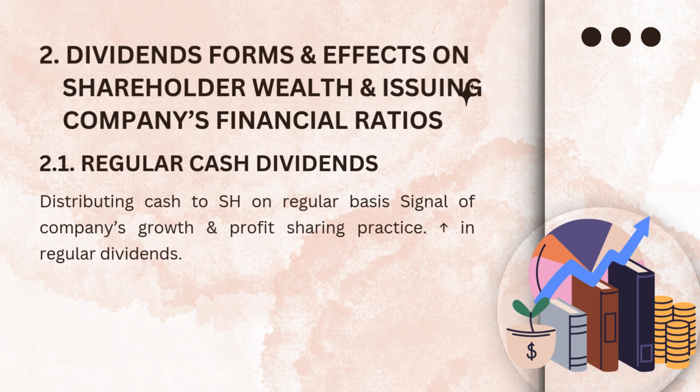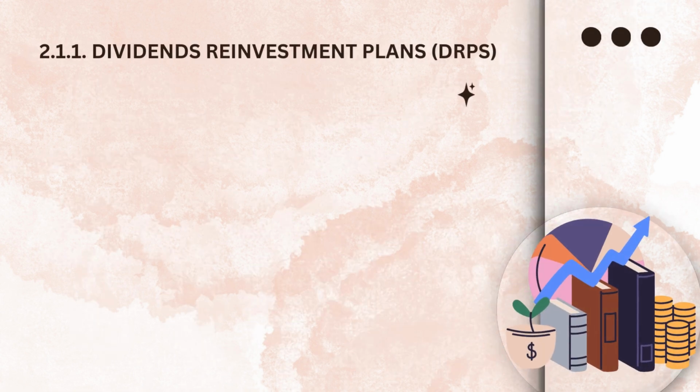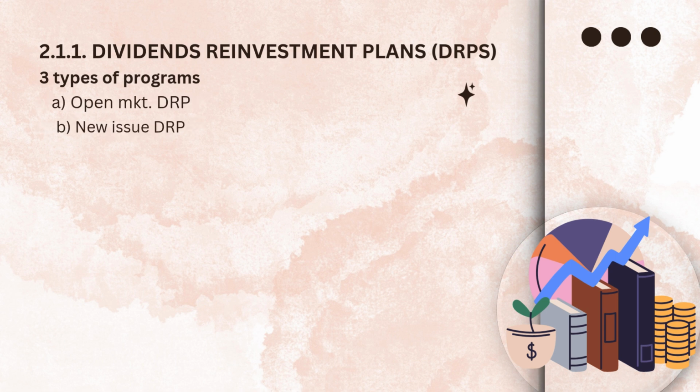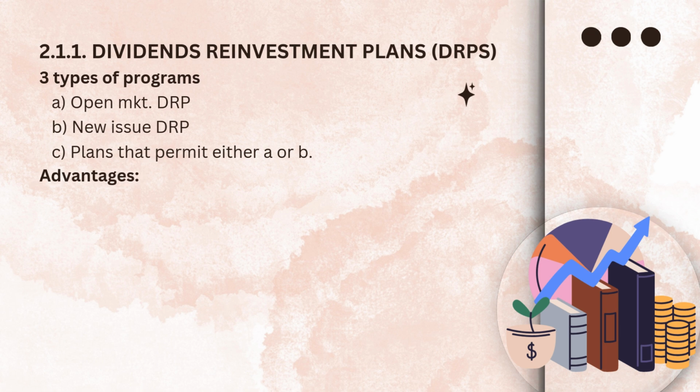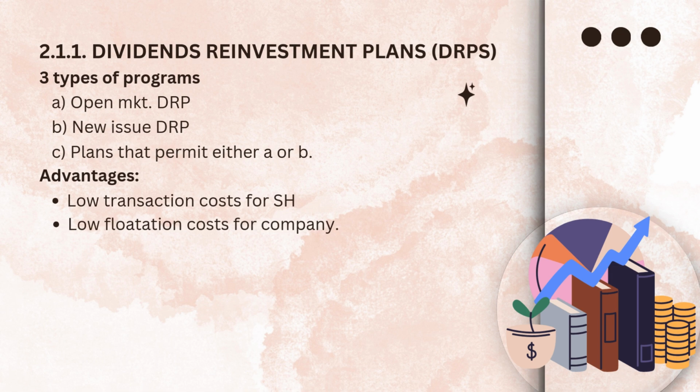Increase in regular dividends. 2.1.1 Dividend reinvestment plans, DRPs. There are 3 types of programs. A. Open market DRP. B. New issue DRP. C. Plans that permit either A or B. Advantages: 1. Low transaction costs for shareholders. 2. Low flotation costs for the company.